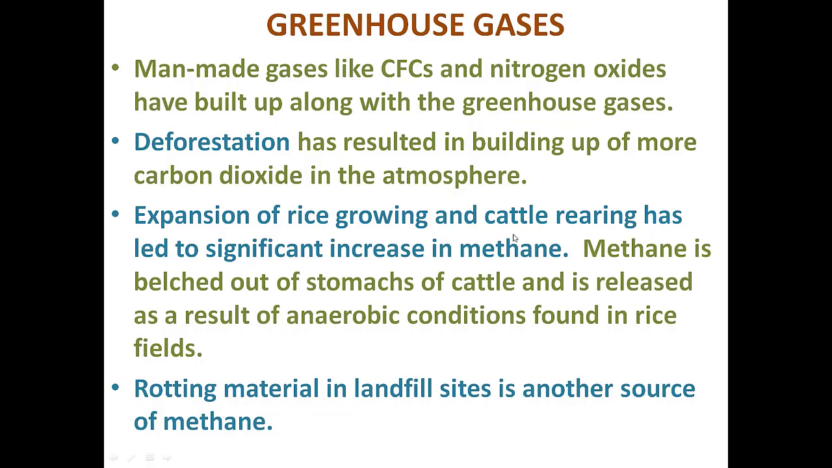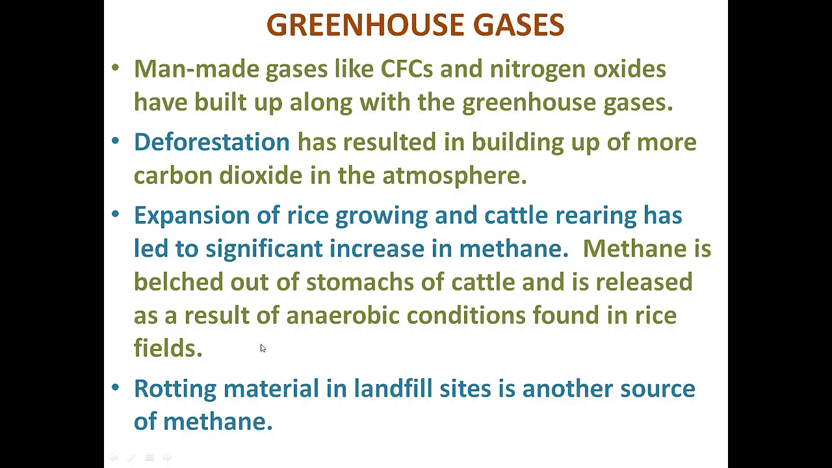So how is methane increasing? It is increasing due to rice growing. There is an anaerobic process in the rice fields, because of which methane is released into the atmosphere, and also the stomachs of cattle belch out methane. So these are adding to the increased levels of methane in the atmosphere. And the third one is the rotting material in landfill sites, which also adds methane to the atmosphere.